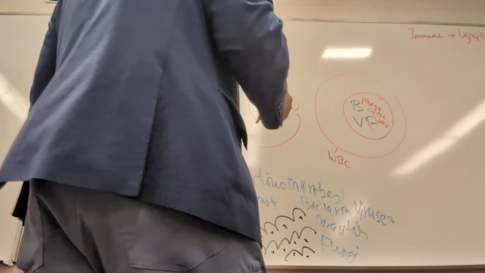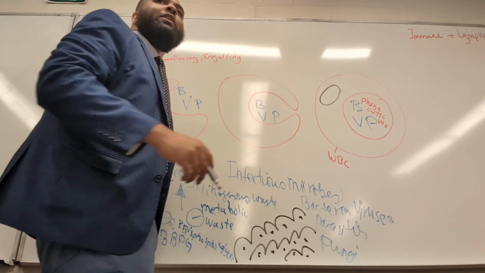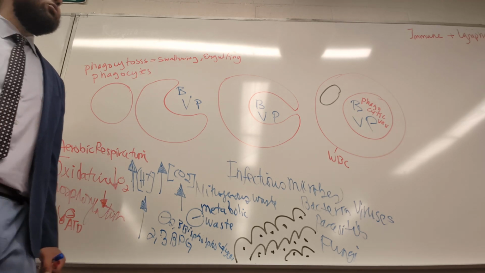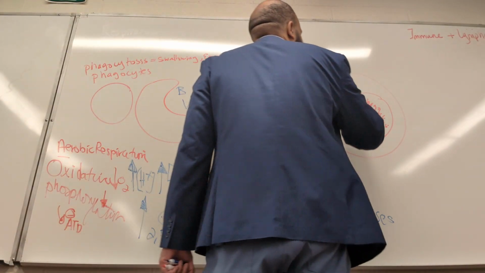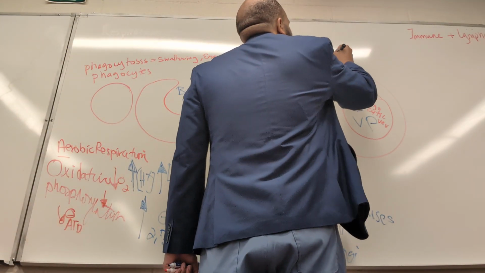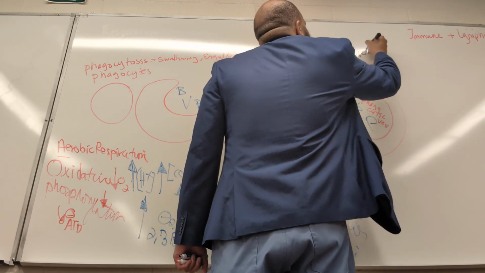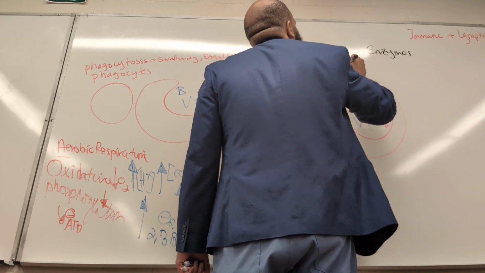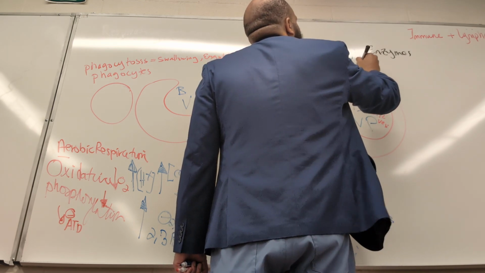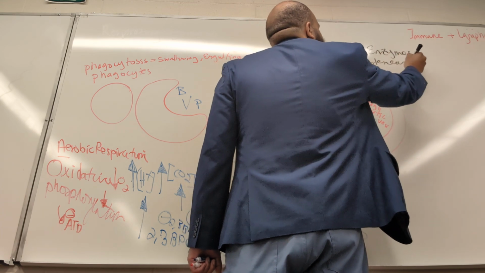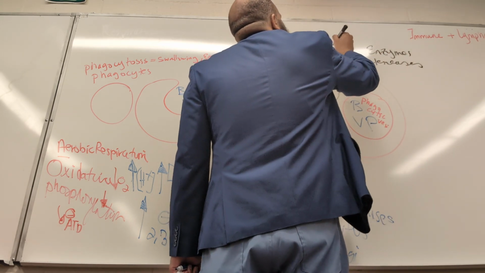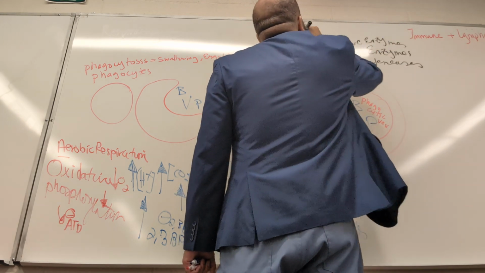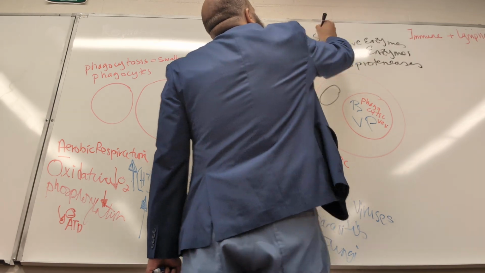What's going to happen is, remember we said they have granules. These white blood cells have granules. And the granules, what do they have? They have enzymes. They have proteolytic enzymes. They have metalloproteinases. They have degradative enzymes. They have ROS. What's ROS?